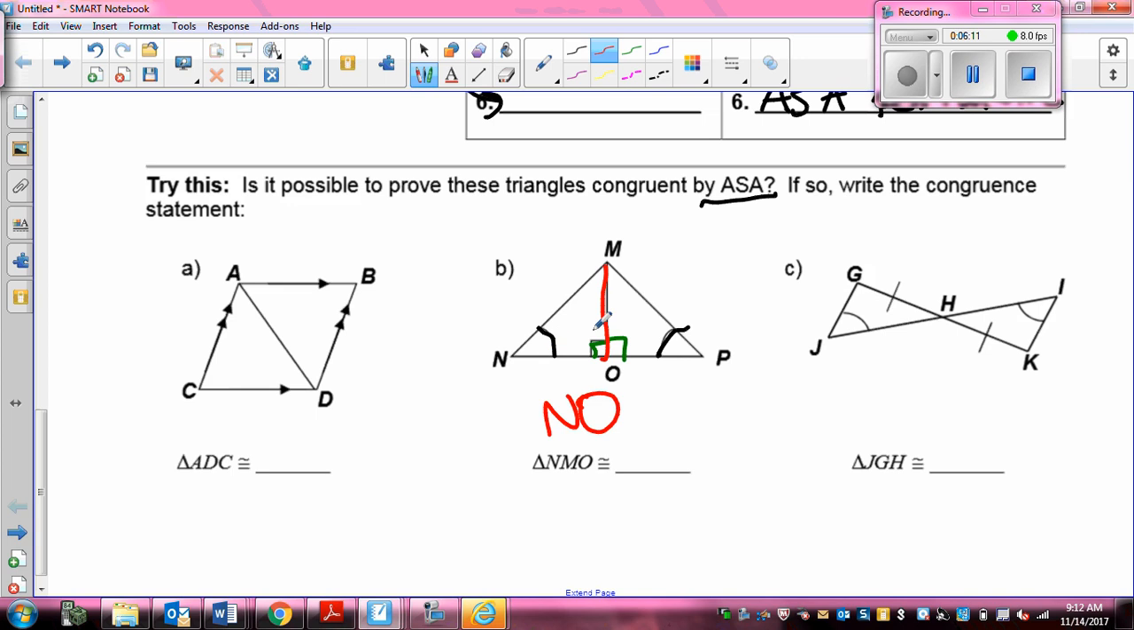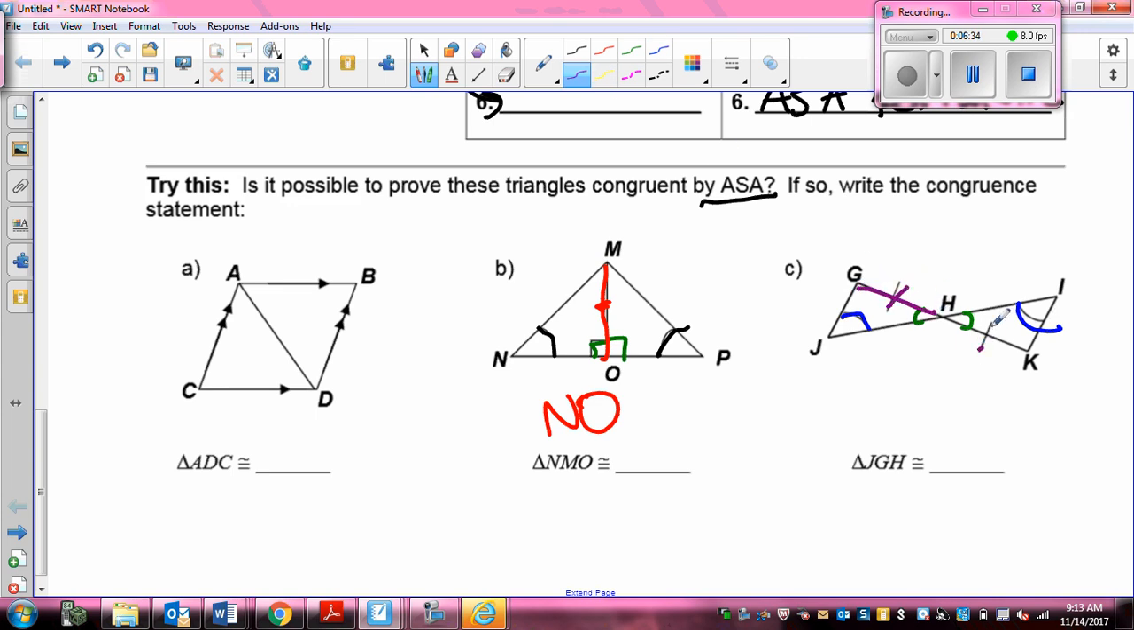We would need angle, angle, side, and not angle, side, angle. Let's look at this one. This is very popular. They're going to use a lot of vertical angles. You've got to remember that vertical angles are congruent. They tell you that these two angles are congruent. And then they also give you that these sides are congruent, okay?